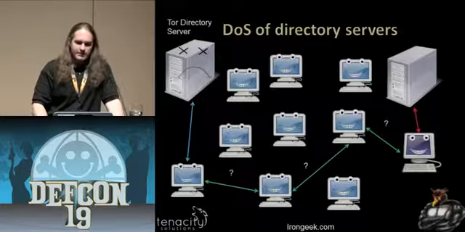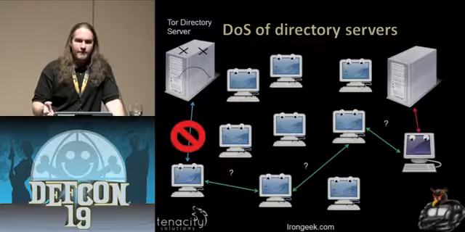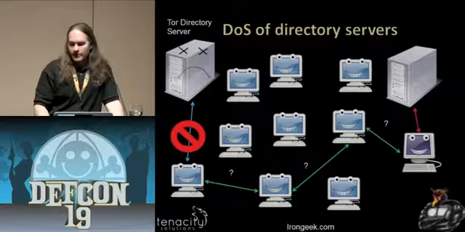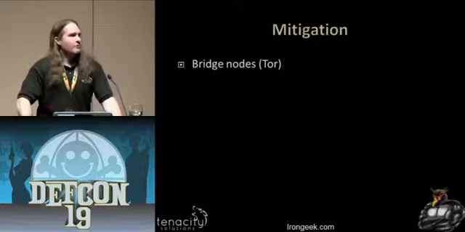So let's say someone DoSes the directory server. If they do that, then you can't find nodes to route through. If you can't find nodes to route through, you can't get on Tor. General mitigation? Well, for Tor, there's something called bridge nodes.